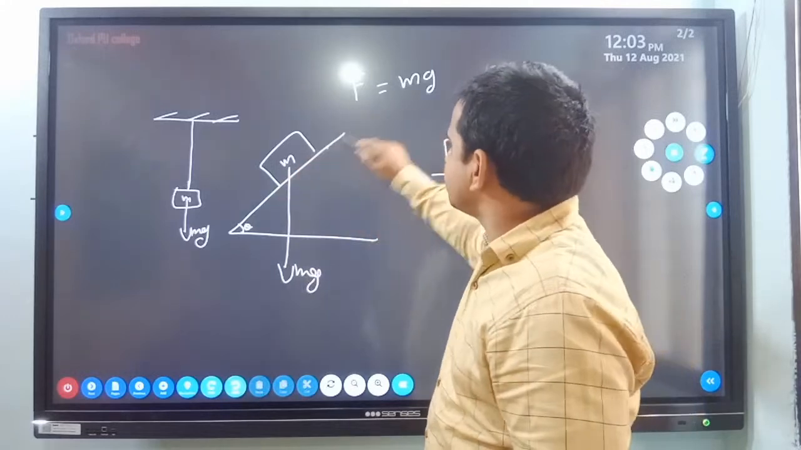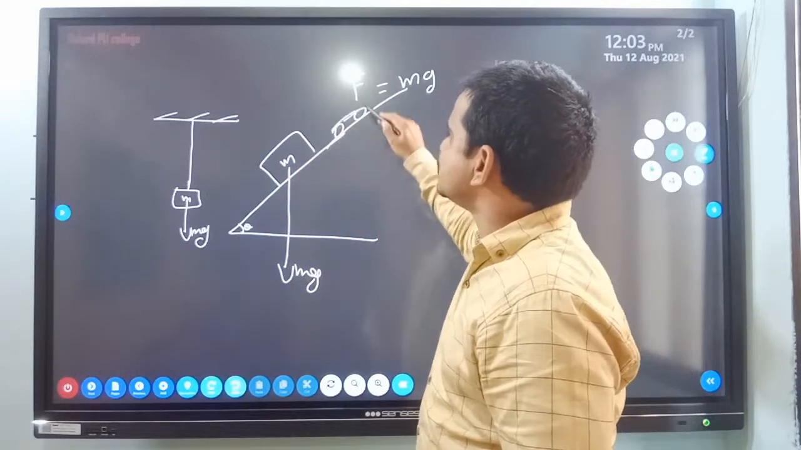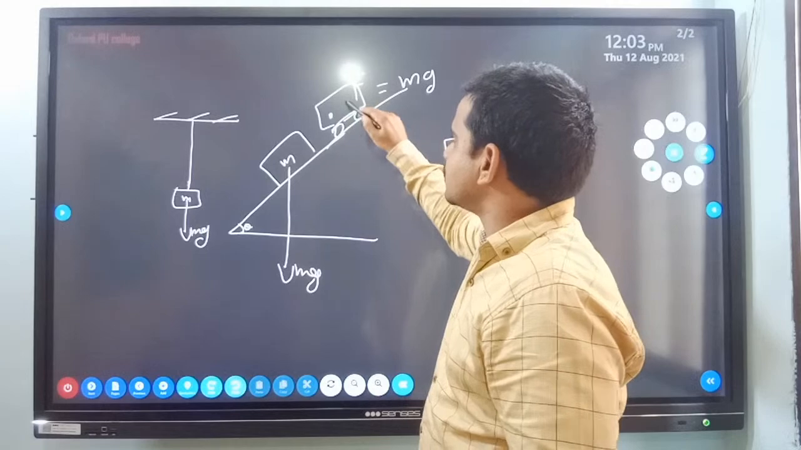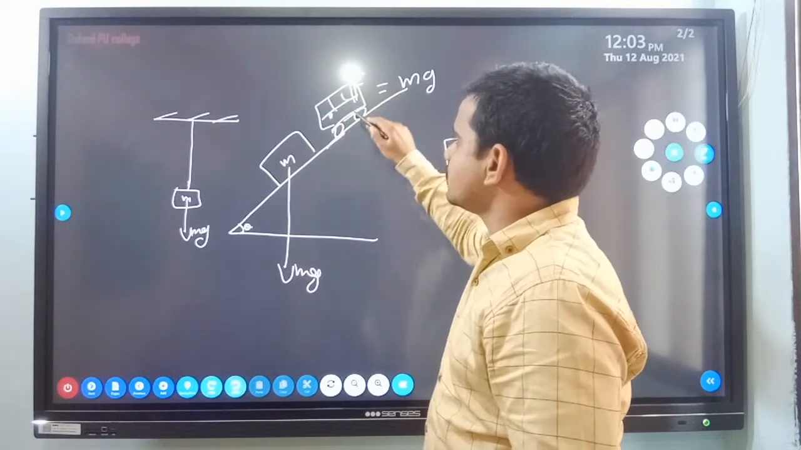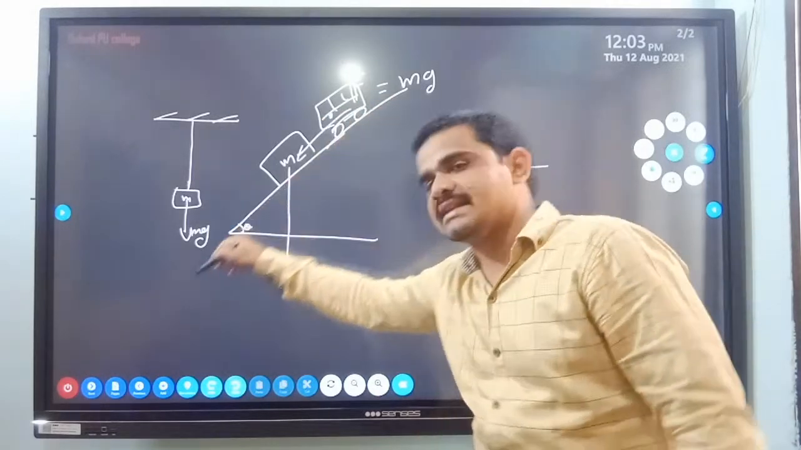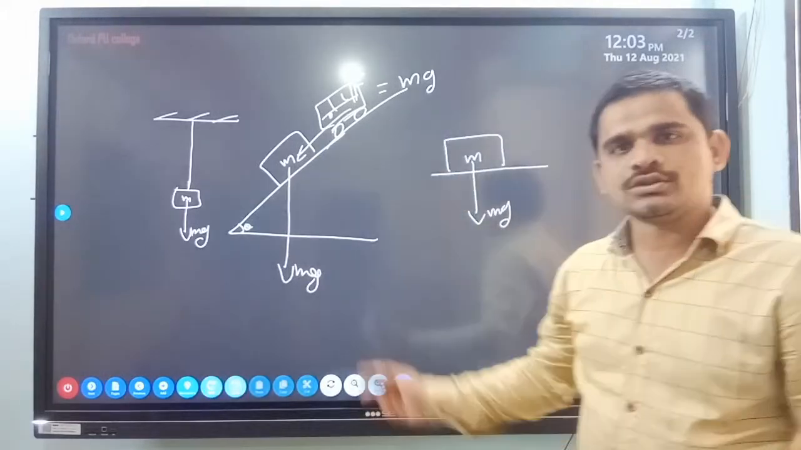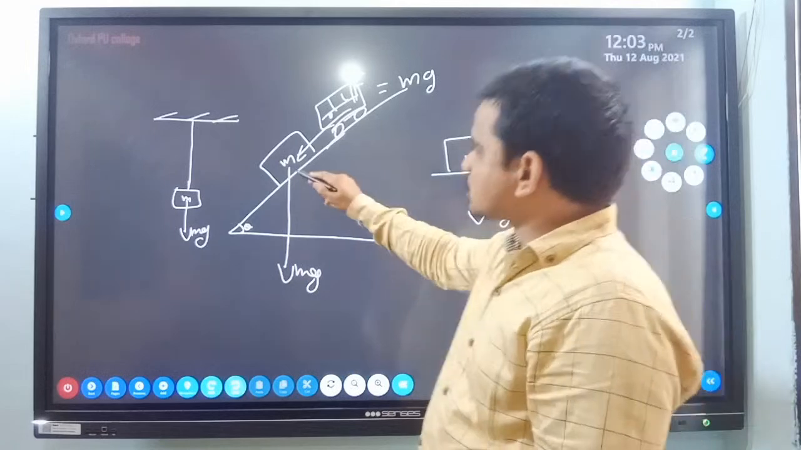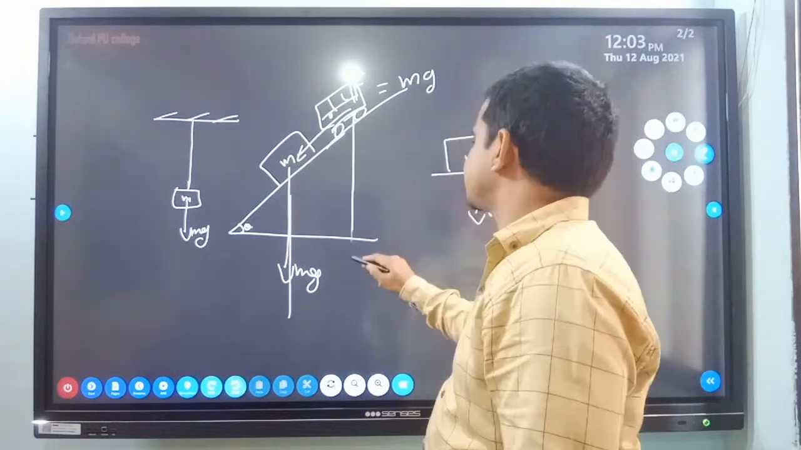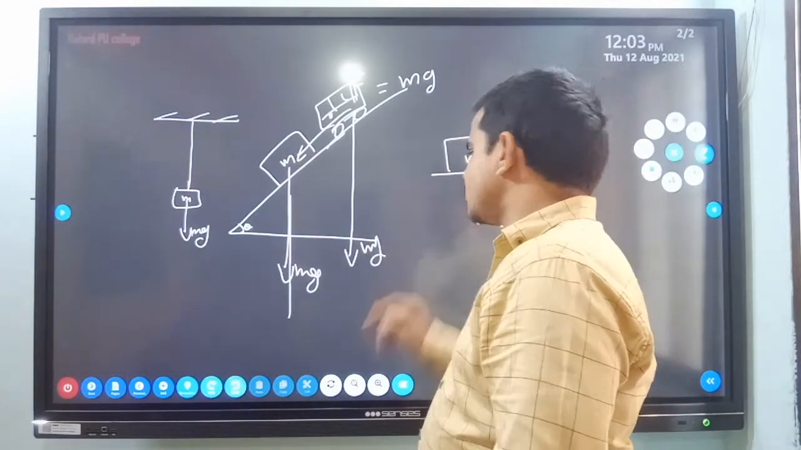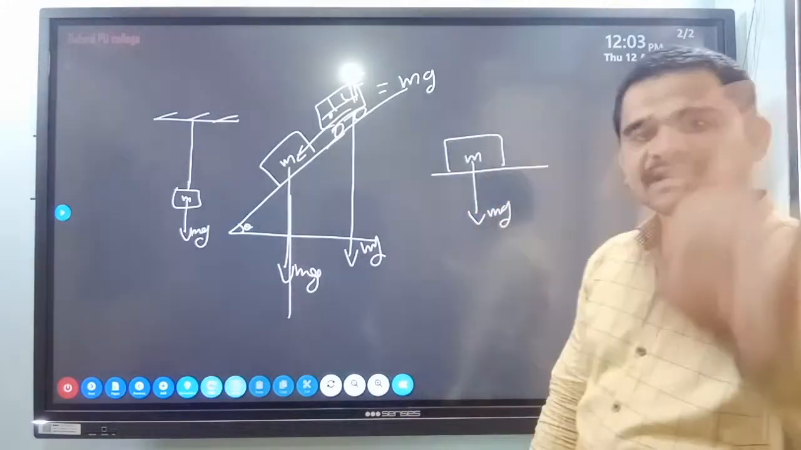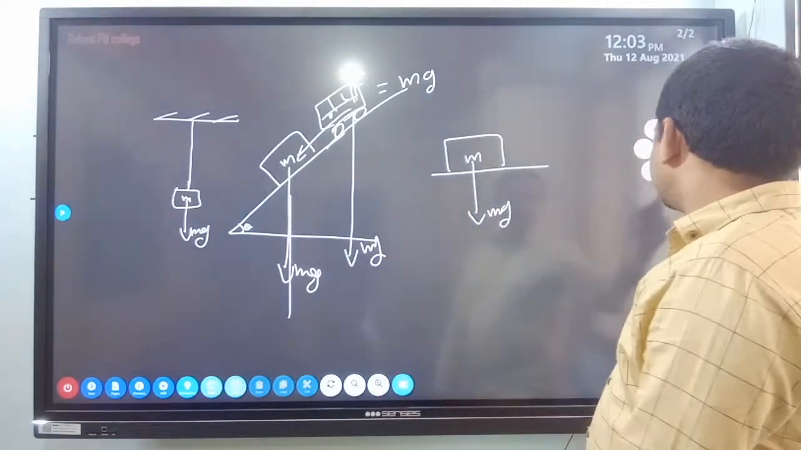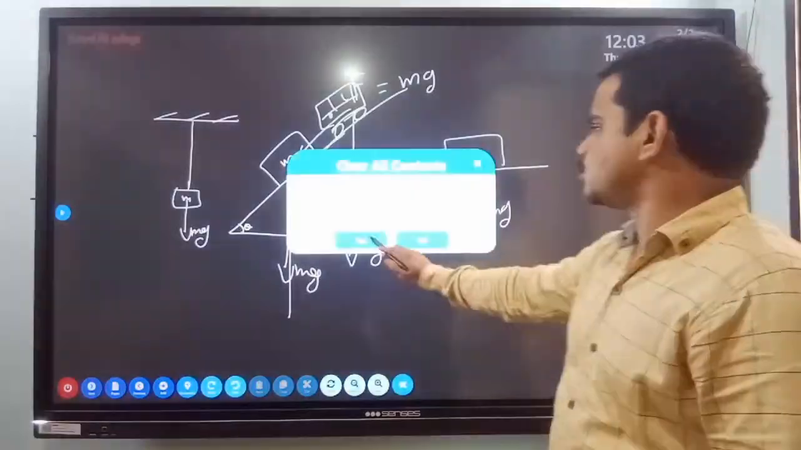Like a bus coming down a bridge. Let's consider the bus is coming down the bridge. Yes, inclination is there. We call this an inclined plane. Even in this, mg acts downward. Even the bus weight acts as mg downward. Always the mg acts vertically downward.